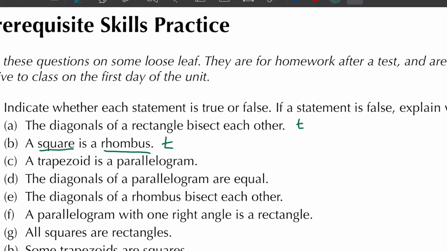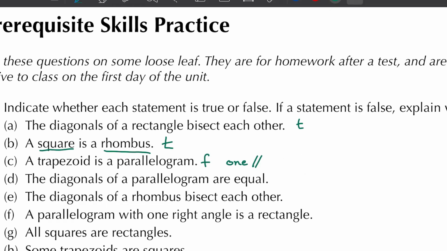Letter C, a trapezoid is a parallelogram. Let's take a look. A trapezoid has one pair of parallel sides, so it is not a parallelogram. A trapezoid has only one pair of parallel sides, so one set of parallel sides. Letter D, the diagonals of a parallelogram are equal.